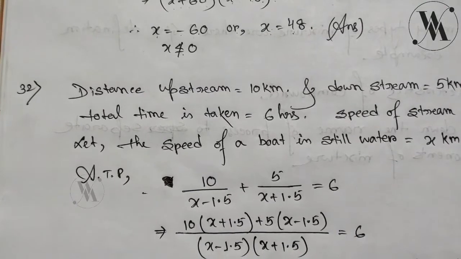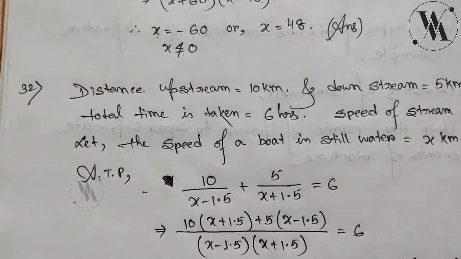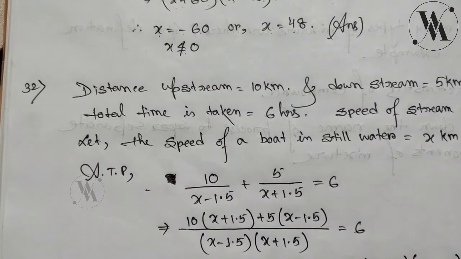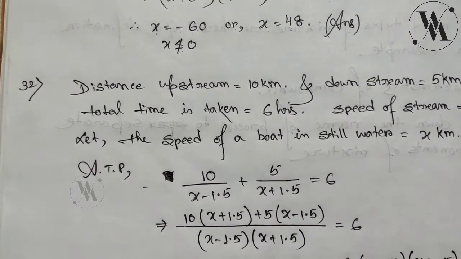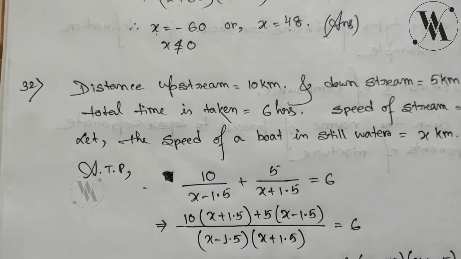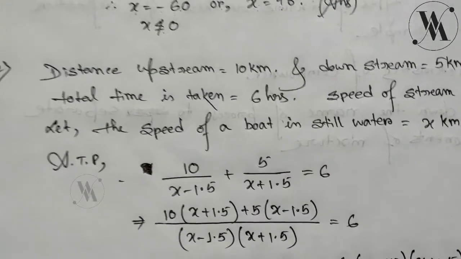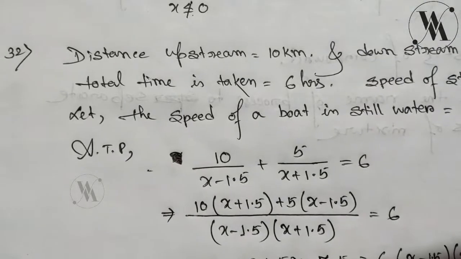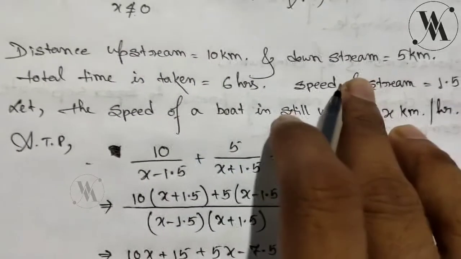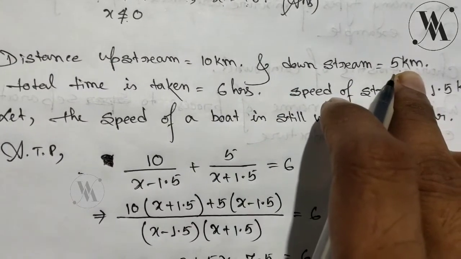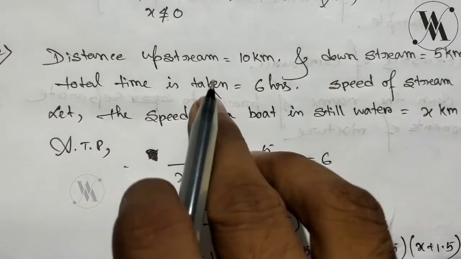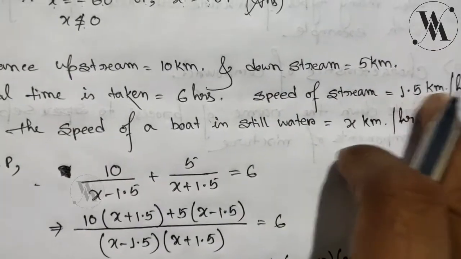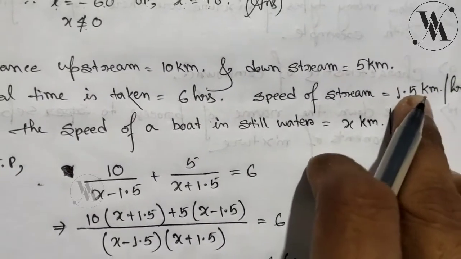So here number 32, a boat can cover 10 kilometer up the stream and 5 kilometer down the stream in 6 hours. If the speed of the stream is 1.5 kilometer per hour, find the speed of the boat in still water. Okay, so here the distance in upstream equals 10 kilometer, it's given, and in downstream equals 5 kilometer, it is also given. So now the total time taken equals 6 hours. Now the speed of the stream equals 1.5 kilometer per hour, it's also given in the question.